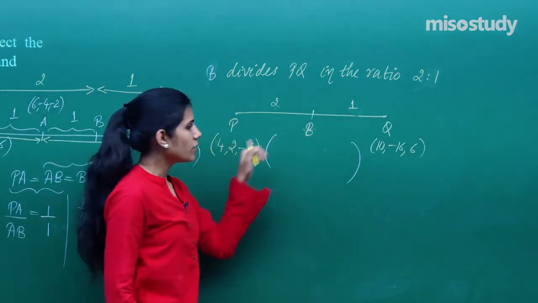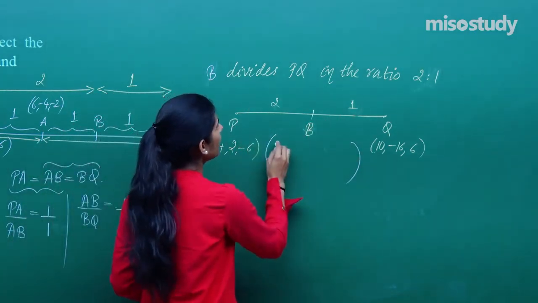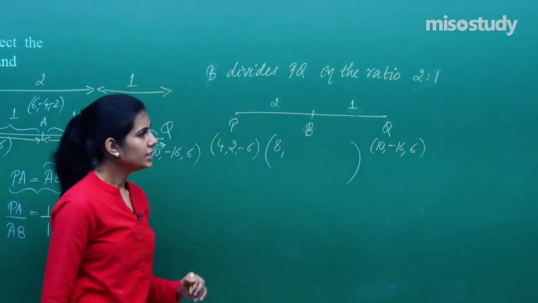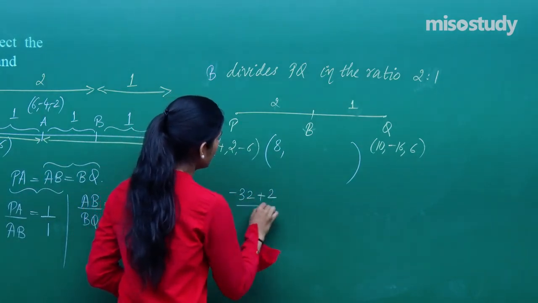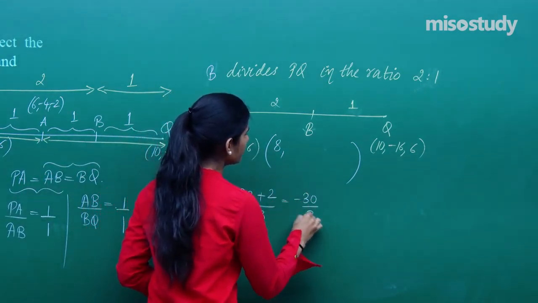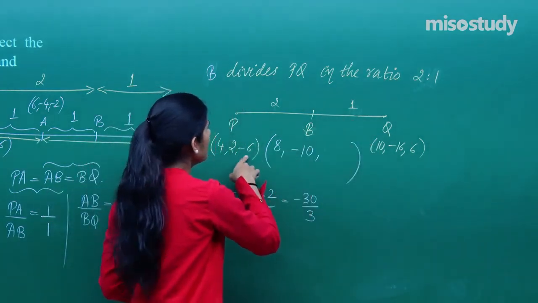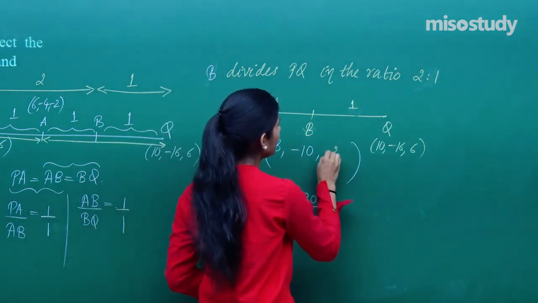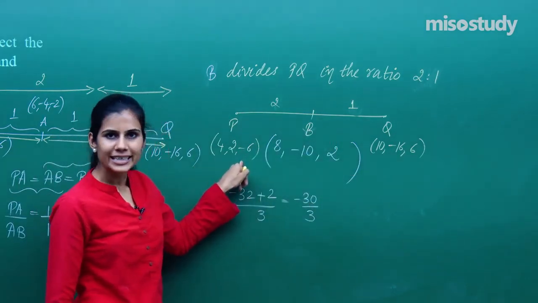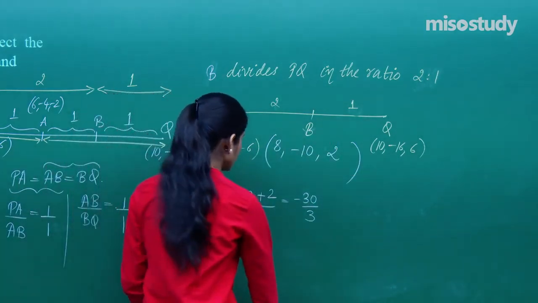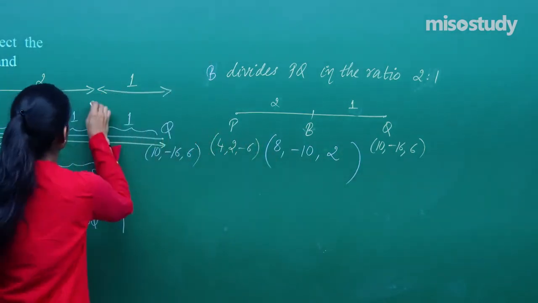2 into 10 plus 1 into 4 upon 2 plus 1 is the x coordinate. So it is 20 plus 4, 24 upon 3, that is 8. Then you have minus 16 into 2, that is minus 32 plus 2 upon 3, that is minus 30 upon 3, that is minus 10. And the z coordinate is 12 minus 6, that is 6, 6 upon 3 is 2. So you get 8, minus 10, 2 as the coordinates of point B.